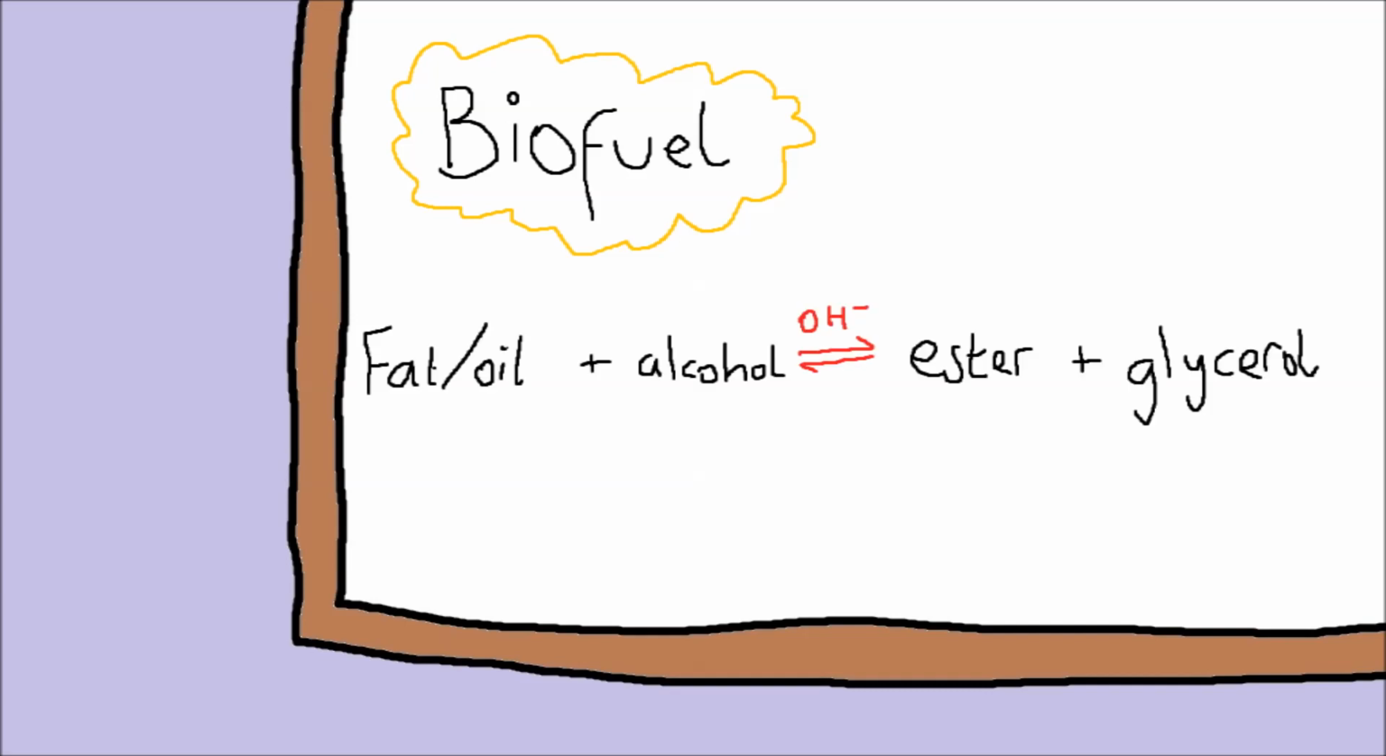Vegetable oils are reacted with alcohols in the presence of a strong alkaline catalyst, such as sodium hydroxide. The glyceride, which is either the animal fat or the vegetable oil, and the alcohol form the methyl esters that make up biodiesel and glycerol.